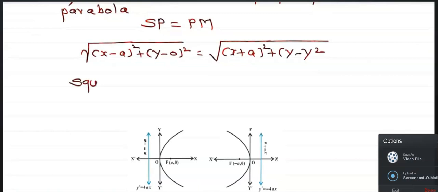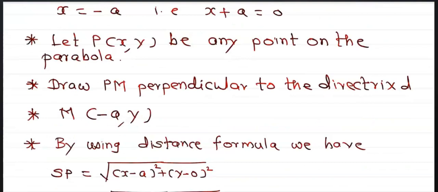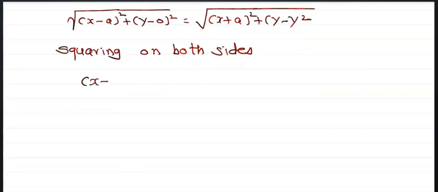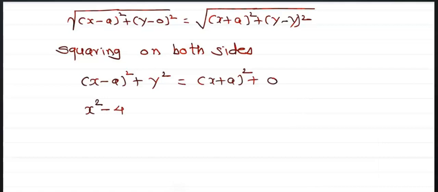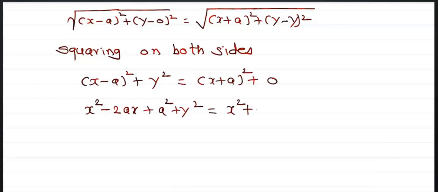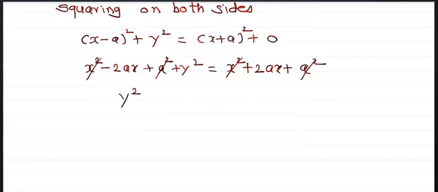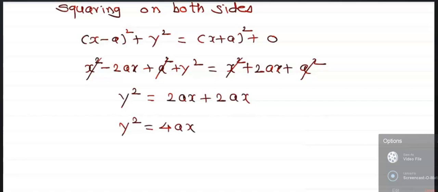Focus directrix, SP is equal to PM, squaring on both sides. (x minus a) bracket square plus y square is equal to (x plus a) bracket square plus 0. Now we'll expand this. x square minus 2ax plus a square plus y square is equal to x square plus 2ax plus a square. And solve this, x square and a square get cancelled, y square is equal to 2ax plus 2ax, therefore y square is equal to 4ax. This is the standard equation of the parabola, y square is equal to 4ax, where a is positive.